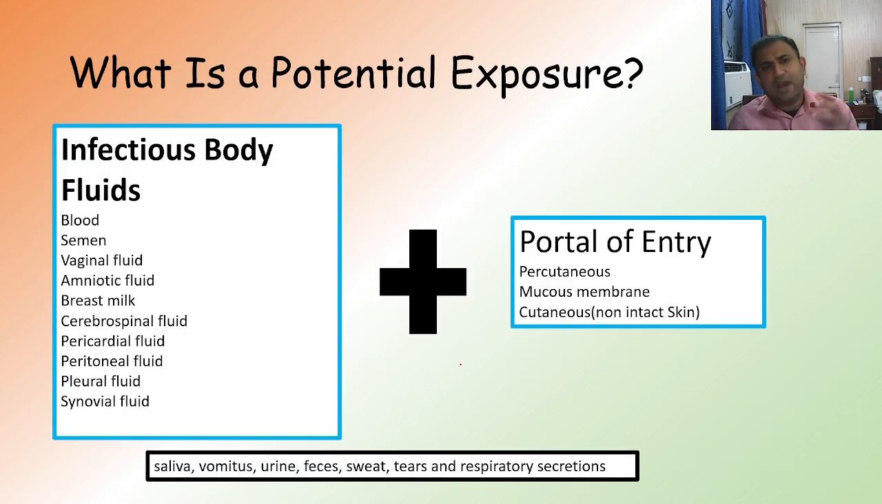So what is defined as a potential exposure? The potential exposure is defined when two things are combined together. Firstly, exposure to an infectious body fluid. Secondly, the portal of entry. There should be a portal of entry to the exposed person. What are infectious body fluids? Infectious body fluids are all these which are given over here: blood, semen, vaginal fluid, amniotic fluid, breast milk, cerebrospinal fluid, pericardial fluid, peritoneal fluid, pleural fluid, synovial fluid.